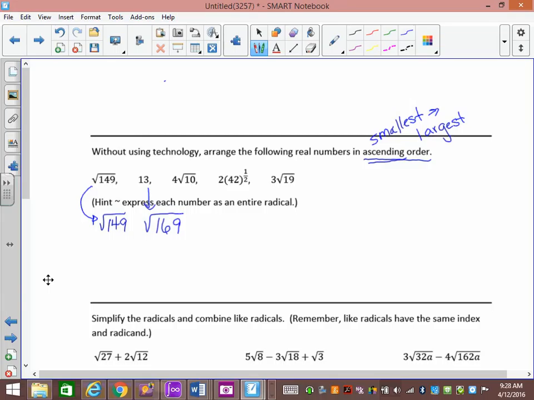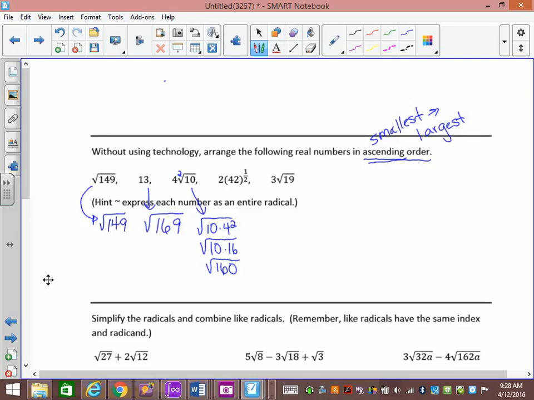Now, for root 10, we need to make it an entire radical. How can we put it back underneath? We have to go 4 squared, and then we can bring it back underneath. So this is actually the square root of 10 times 4 squared, which is the square root of 10 times 16, which is the square root of 160.